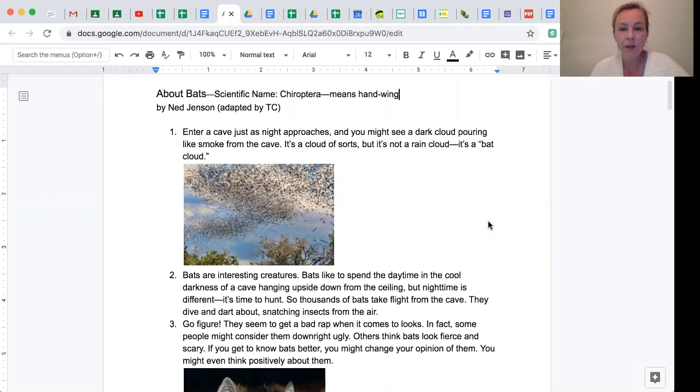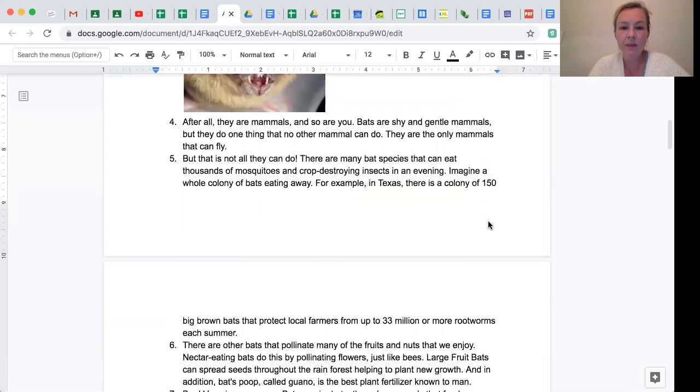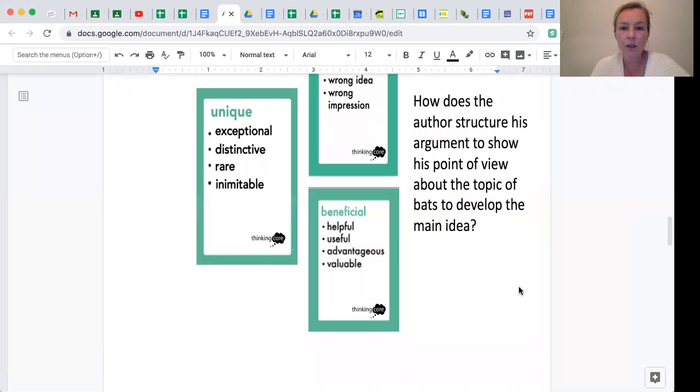As we read through, we're going to take a few different steps in order to think about and explain how the author has structured their argument to show their point of view about the topic of bats in order to develop the main idea. So, always reading a text to figure out what it's mostly about, the main idea. In order to determine the main idea, we look at those preceding steps, the structure of the text, the point of view of the author, and that is going to lead us towards the main idea.